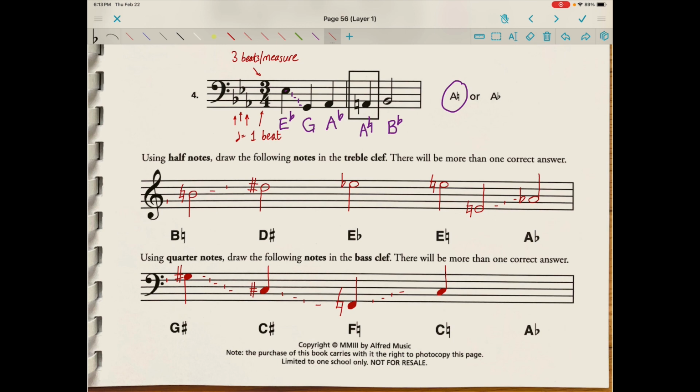Stem goes up and on the right. And then finally, we're going to step down, B, A. Here's our A. And we need an A flat, so I'll put a flat sign in front of that. Stem goes up and on the right.